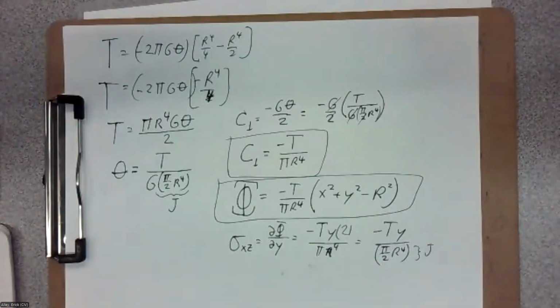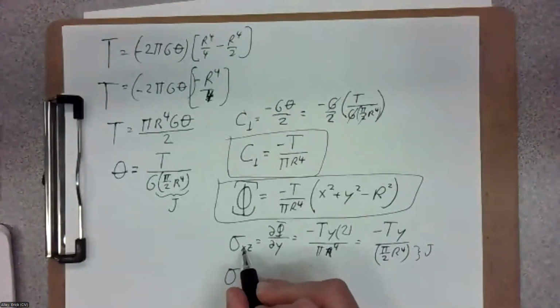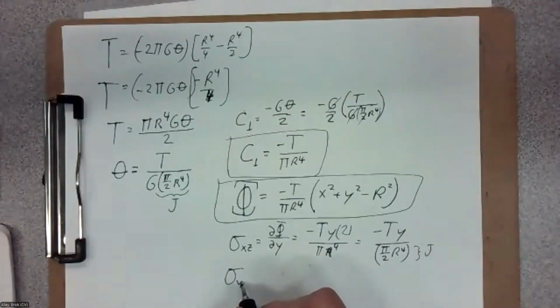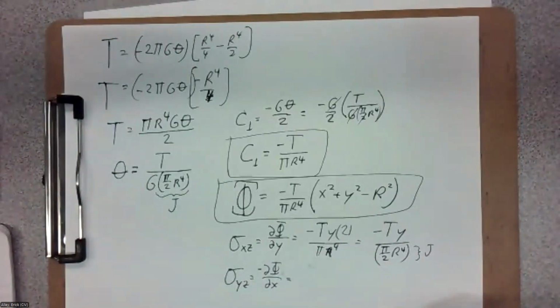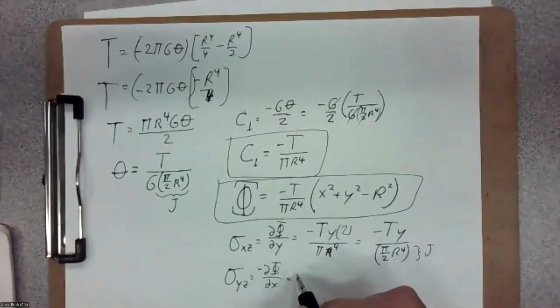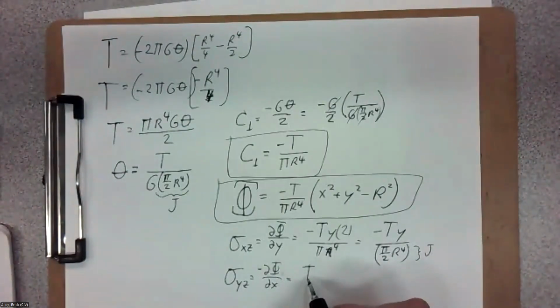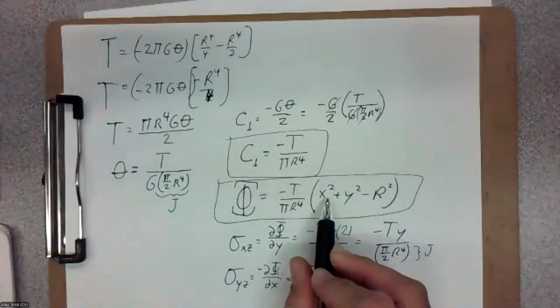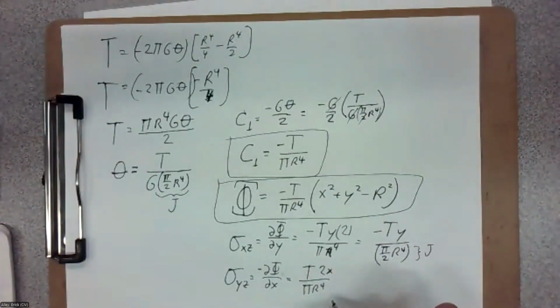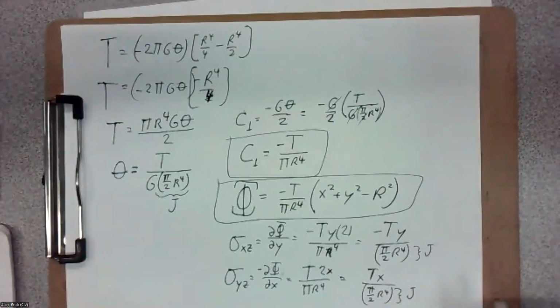Before, we've been seeing Tr over J, right? So remember, this is just one component. Let's try the yz. The Prandtl function derivative with respect to x, with a minus sign, is going to give us our yz stress. That minus is going to cancel out this one. I'm going to get T over pi r to the 4th, and this time I get 2x instead of 2y. So I could say that's T times x over pi over 2 r to the 4th. Again, my J shows up in the bottom there.